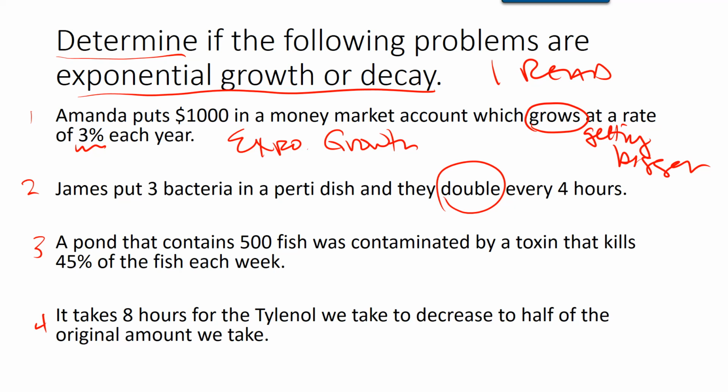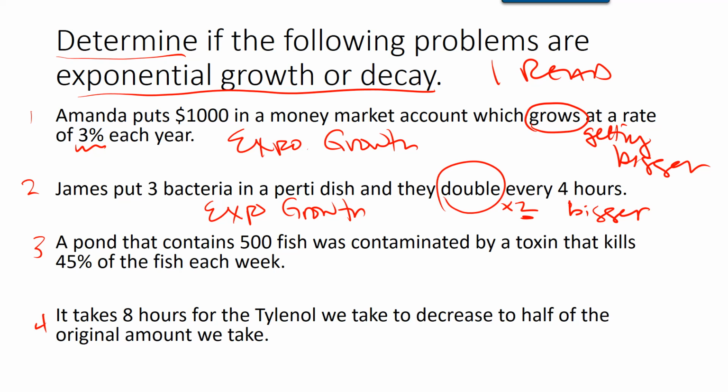So doubling is really times 2, which means it's getting bigger, the number of bacteria. The longer I leave the bacteria in the petri dish, the more bacteria I will have. So that tells us that this is exponential growth.